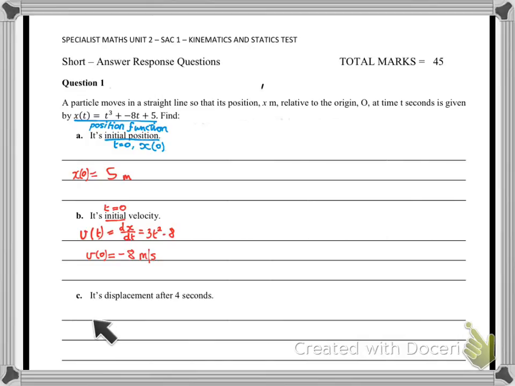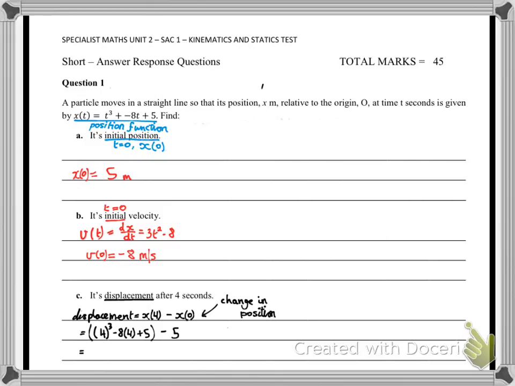Alright, so part C, what is its displacement after 4 seconds? So what do we remember about displacement? Well, displacement is that change in position. Okay, so that's important. So it's the final position subtract the initial position, and that gives you a change in position. So the final position is when t is equal to 4. So we've got to substitute t equal to 4 into the position function, subtract our initial position. That's what we worked out from part A. Alright, we call that the change in position, and that's our displacement.